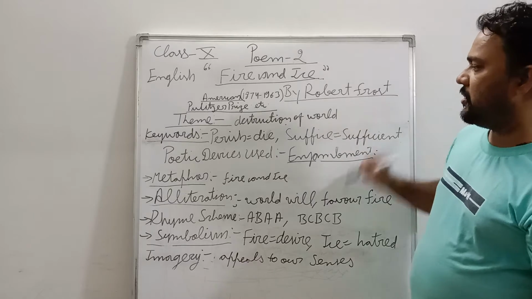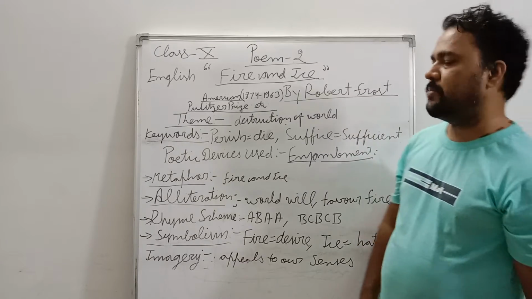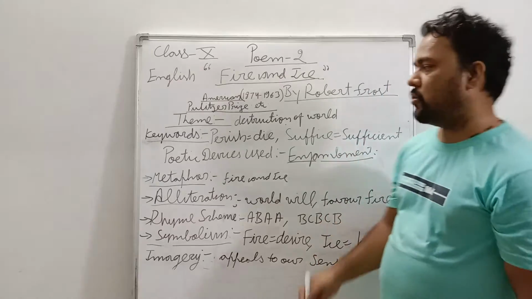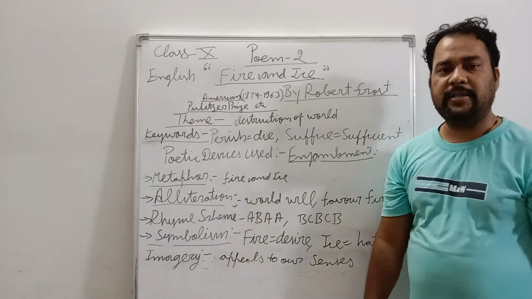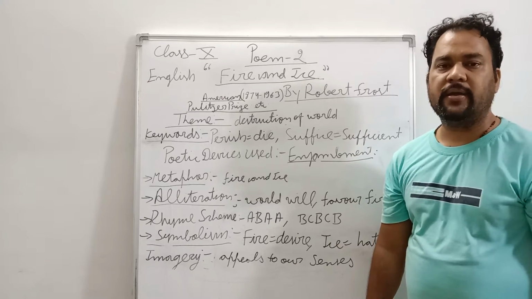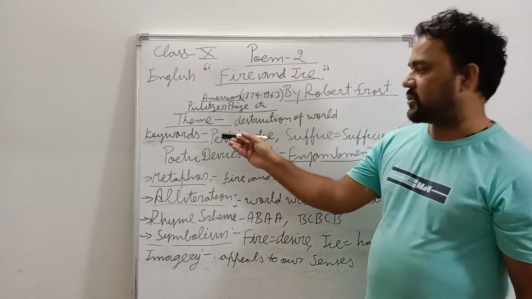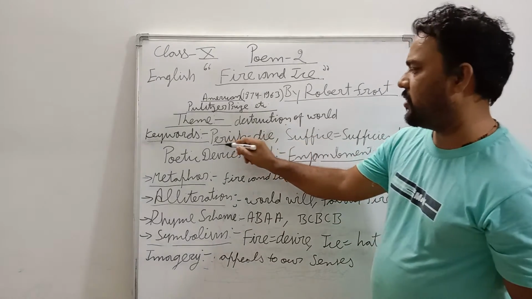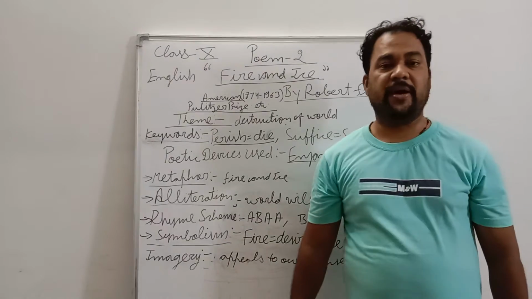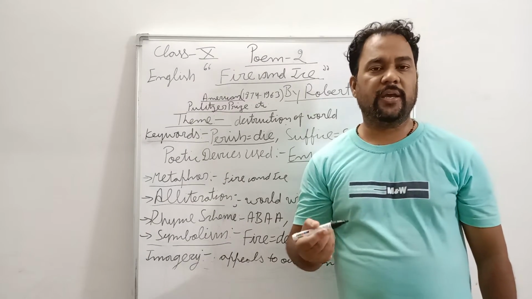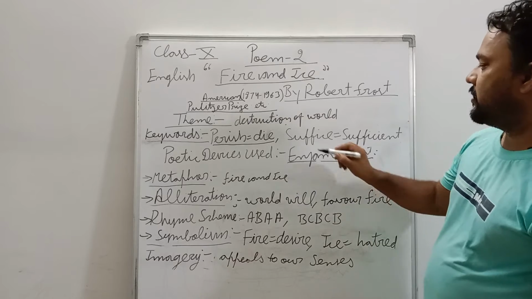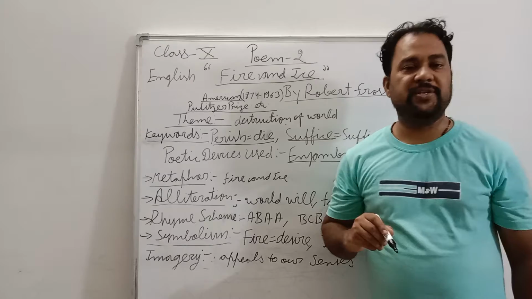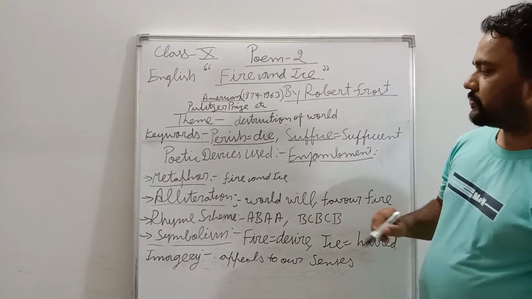If we talk about the theme of this poem, the theme is the destruction of the world, or the end of the world, either by fire or by ice. Let's discuss the keywords. The new word for you is perish. Perish means die, decay, destroy, come to an end. The second word is suffice, which means to be sufficient, to be enough.